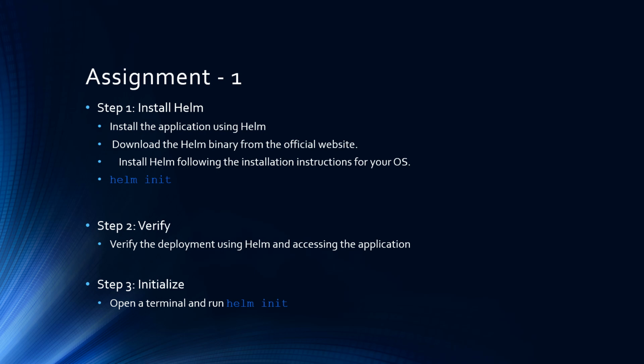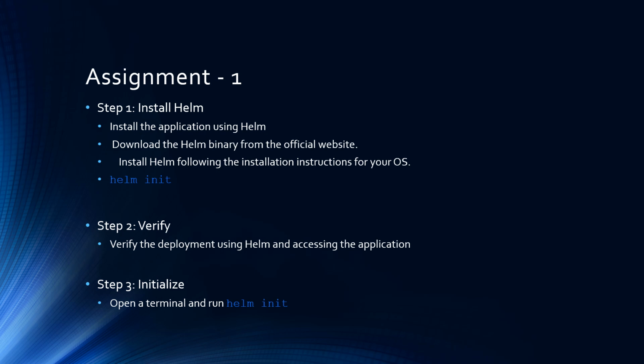Second, verification. This step ensures your installation is working correctly. You'll learn to check Helm's version and verify its connection to your Kubernetes cluster. Third, initialization. Running helm init sets up your local Helm environment. Though this command is primarily relevant for Helm 2, understanding its purpose helps you grasp Helm's architecture.